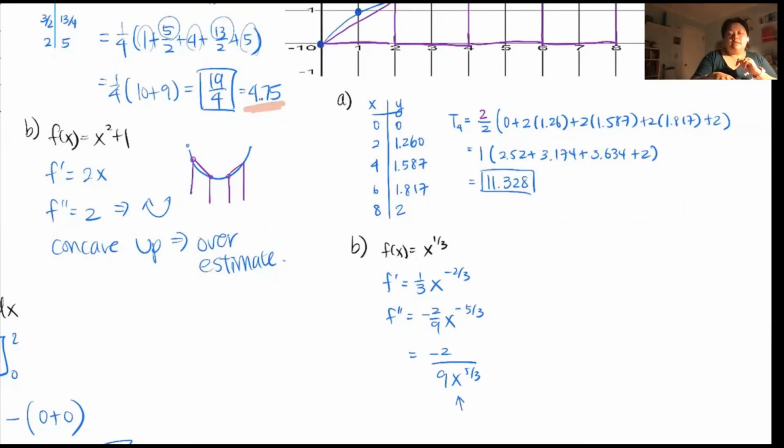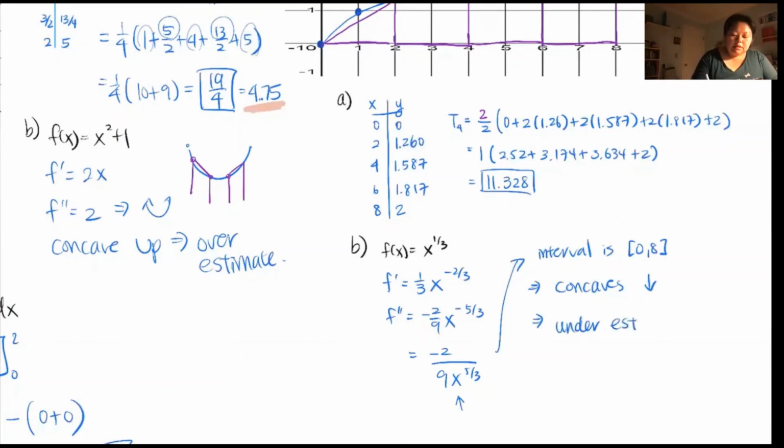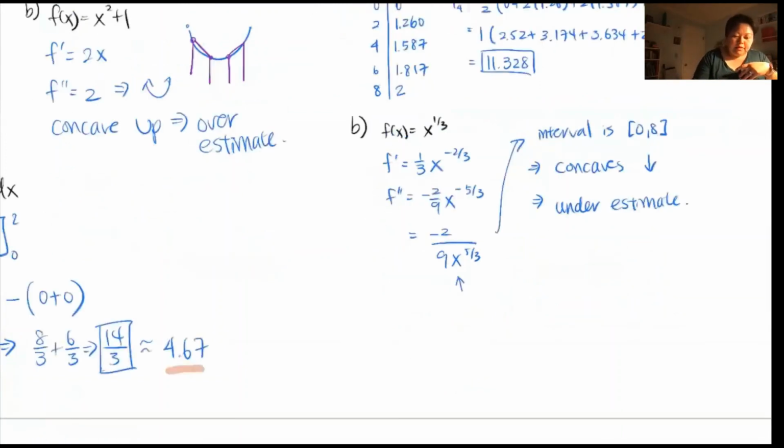but then you have the negative 2 on top, so making it positive. So because our interval is from 0 to 8, therefore it only concaves down because it is going to be negative, right? And because it concaves down, it's going to be an underestimate. Okay, so it means my estimation from part A is lower than my actual value, so I should get a number bigger than 11.328.